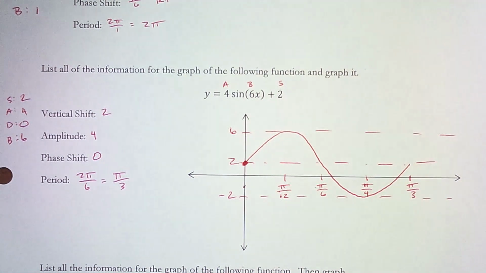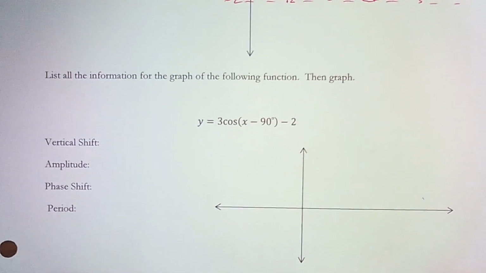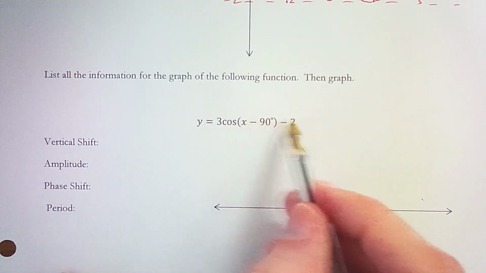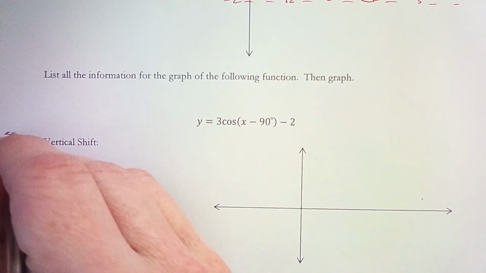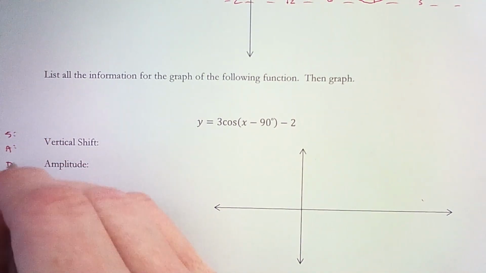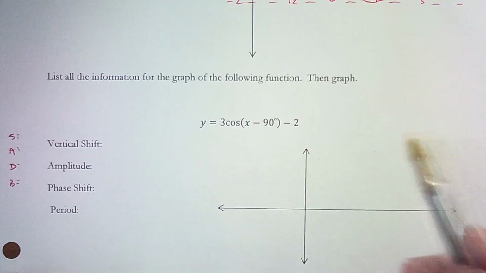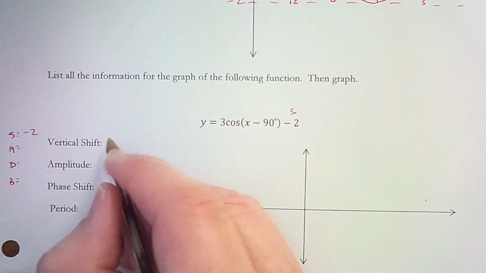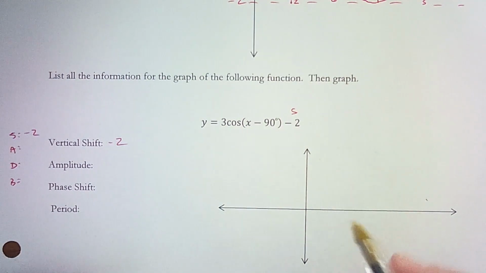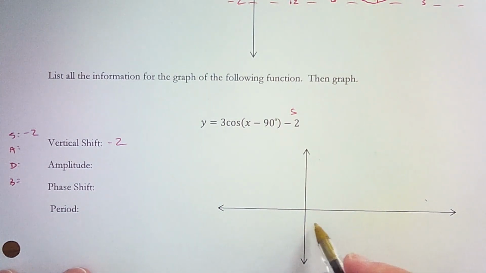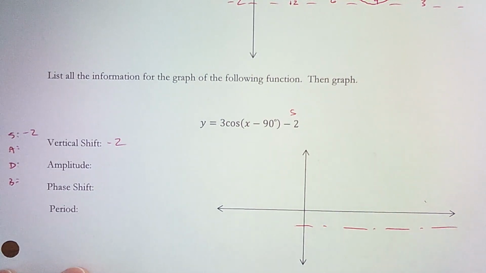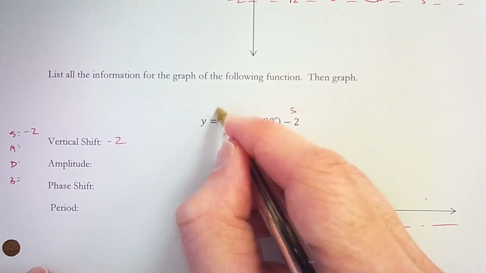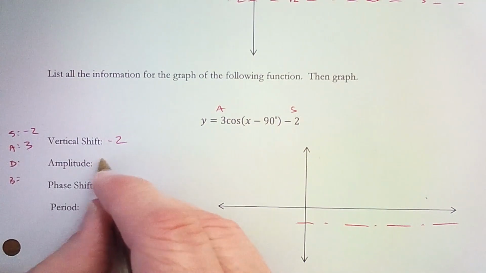Okay, so we're going to do one more graph. So we've got some information here, and from this information, we're going to find S, A, D, and B. So S is right here. It's the sinusoidal axis, -2, which means that that's the vertical shift, -2. So our center line is going to be right here at -2. A is 3, so that's the amplitude.